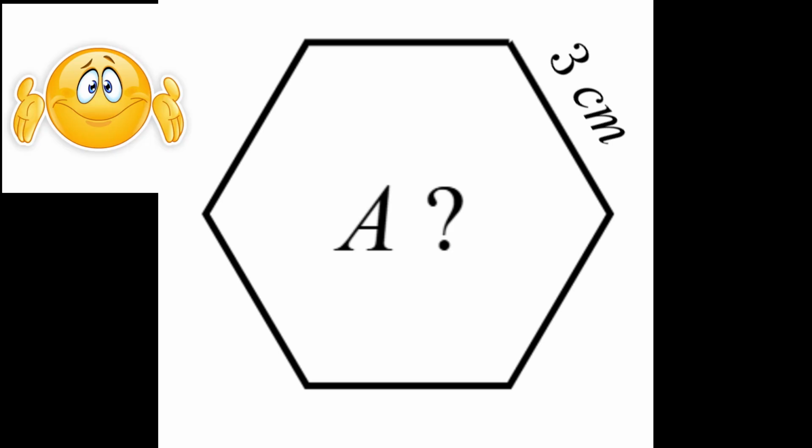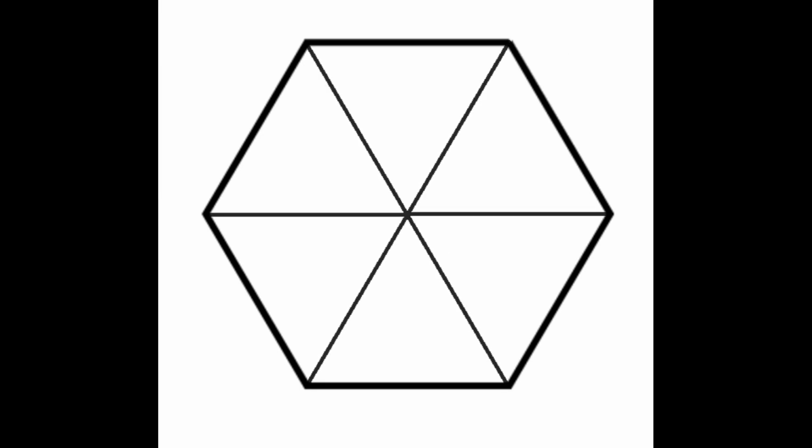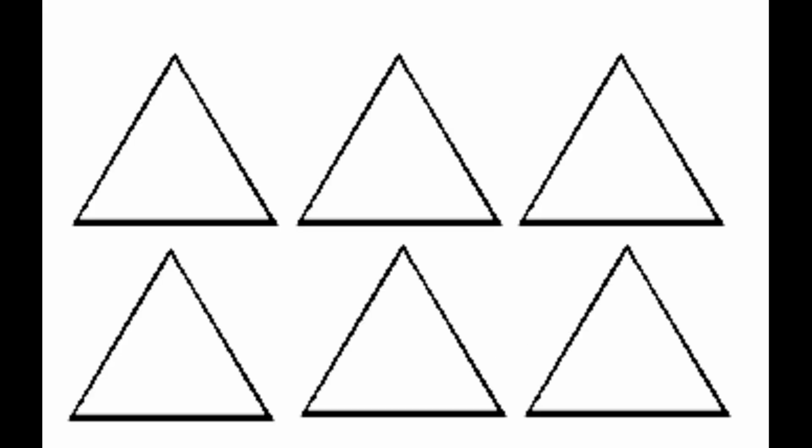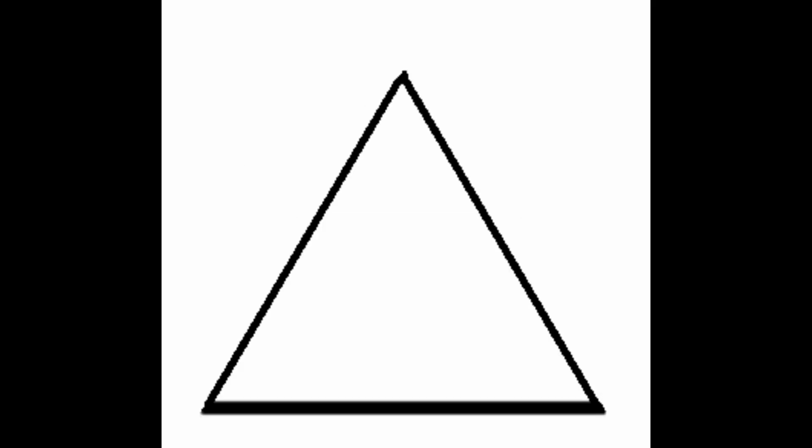So now let's look at this hexagon. Its side length is 3 centimeters, but that feels almost useless since what are we even supposed to multiply together to get the area? But what if I told you this was just a bunch of triangles? Let's draw a couple of lines and see what happens. Notice we've split the hexagon into 6 identical triangles, and we can use what we learned earlier to find the area of one of these triangles.